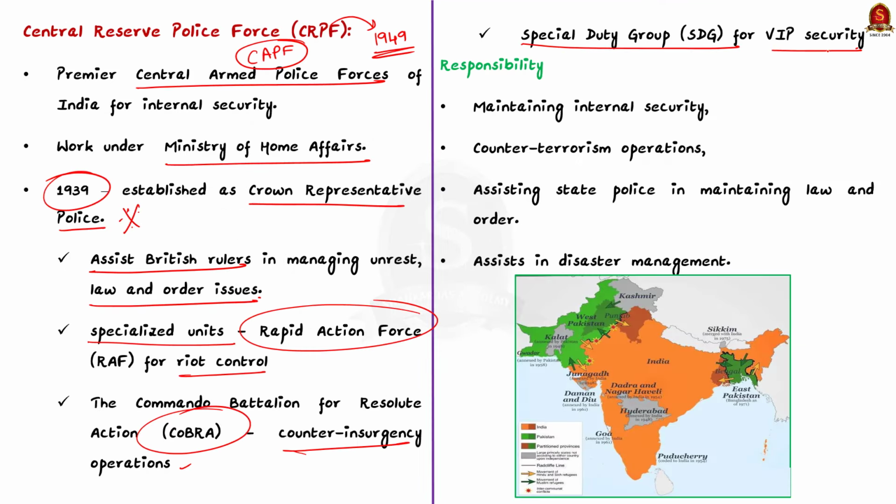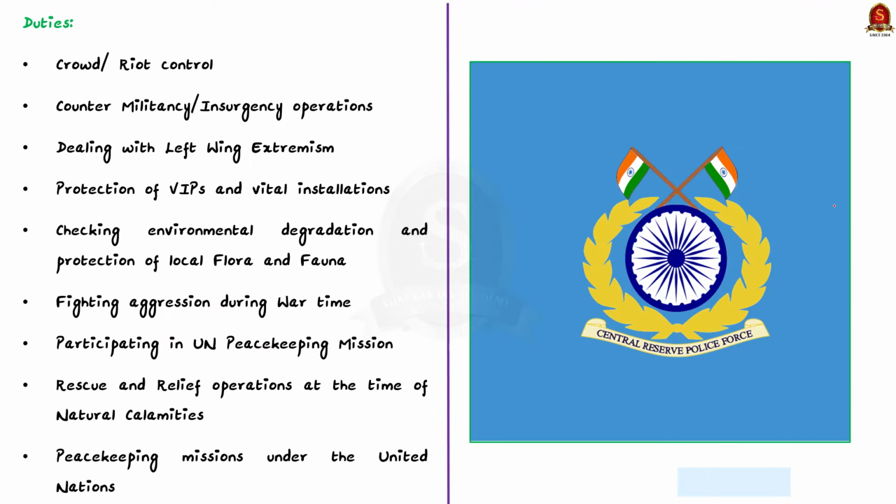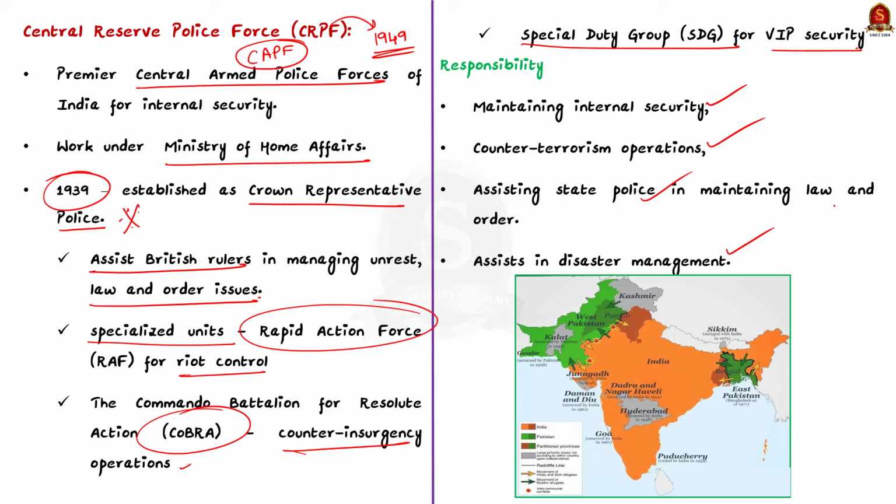CRPF is primarily responsible for maintaining internal security, counter-terrorism operations, and assisting state police in maintaining law and order. It also assists in disaster management and protects vital installations. So they help to preserve national integrity and promote social harmony. CRPF played a significant role during the amalgamation of princely states into the Indian Union.